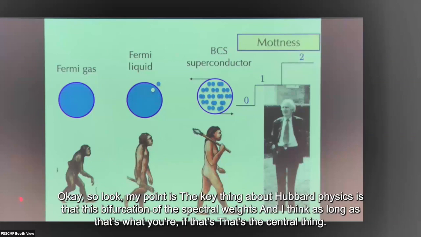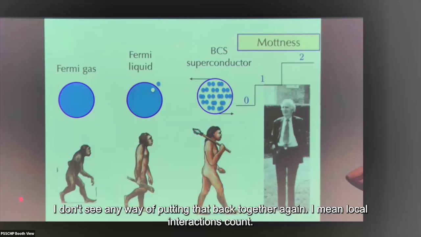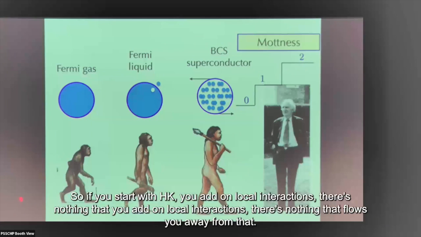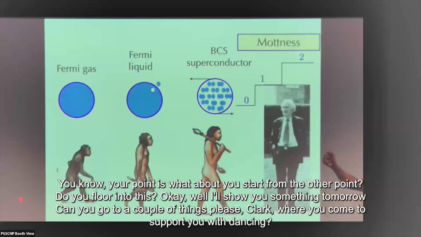Okay, so look, my point is, the key thing about Hubbard physics is this bifurcation of the spectral weight. And as long as that's the essential thing, I don't see any way of putting that back together again. I mean, local interactions don't seem to flow you away from that. So if you start with HK and add on local interactions, there's nothing that flows you away from that. Your point is, what if you start from the other point? Do you flow into this? Okay, well, I'll show you something tomorrow.